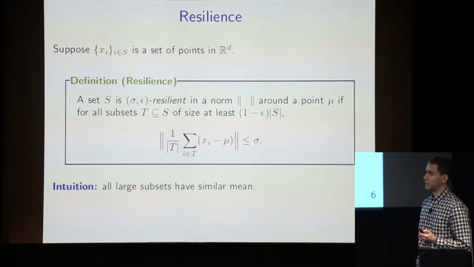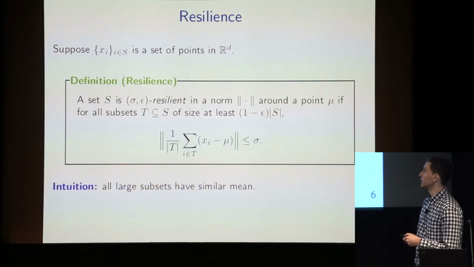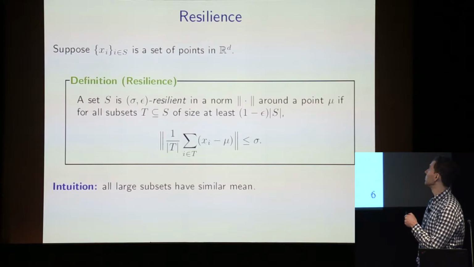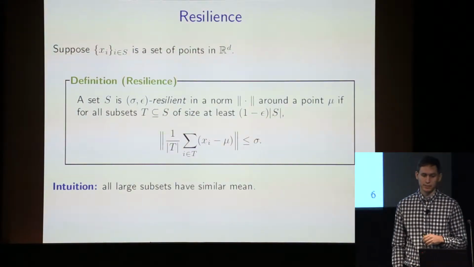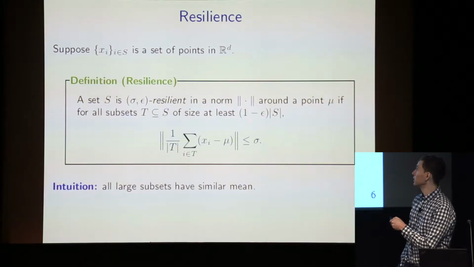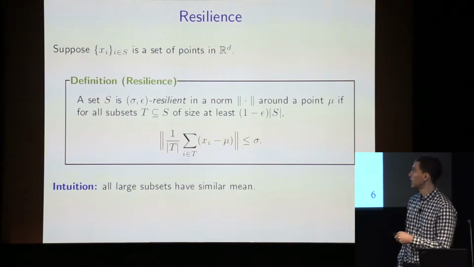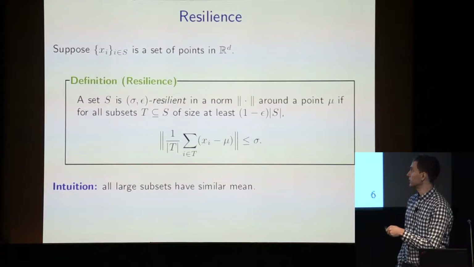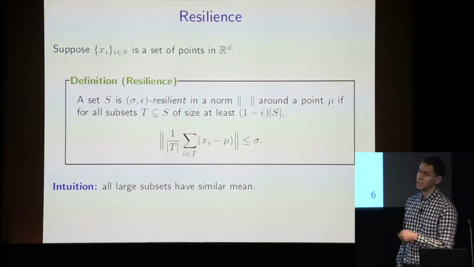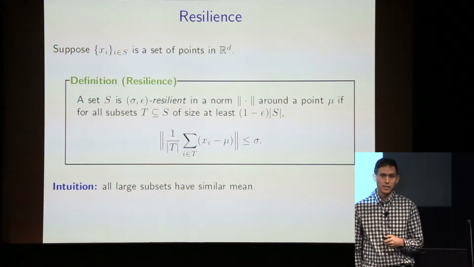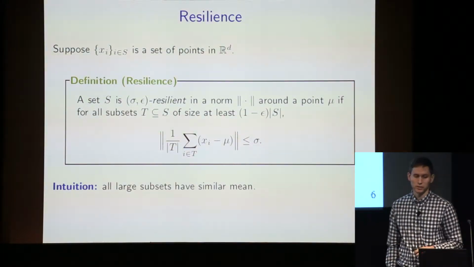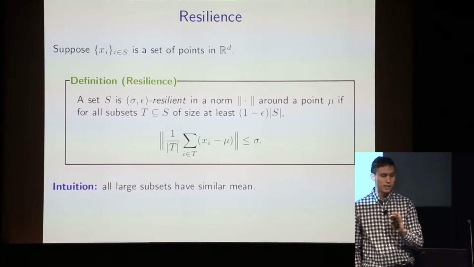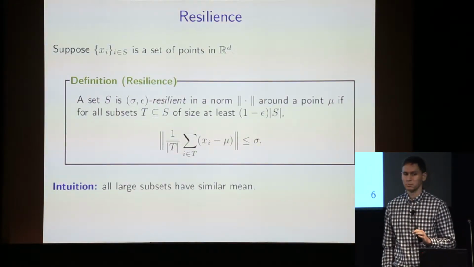So to make this formal, we need to add in some parameters. We're going to say that a set is sigma epsilon resilient in some norm around a point mu if every large subset of the set, so every set of size at least 1 minus epsilon of the total points, satisfies this condition. And this condition is just saying that if I take the empirical average of the points, their distance from mu in the norm is at most sigma. So again, this is saying every large subset has a similar mean.